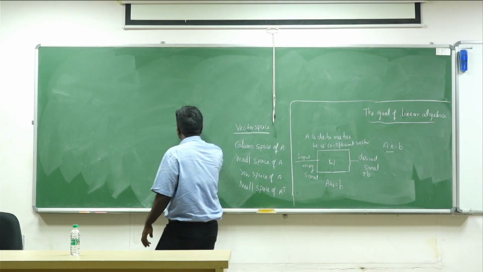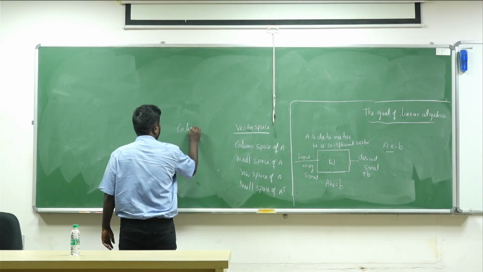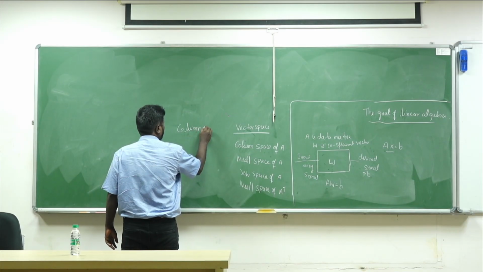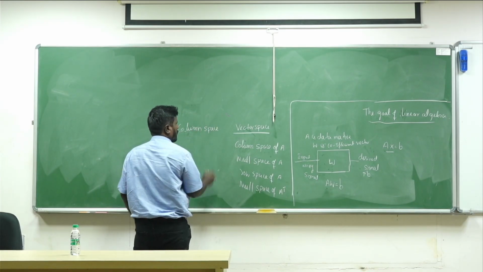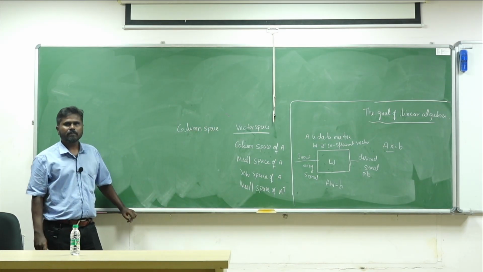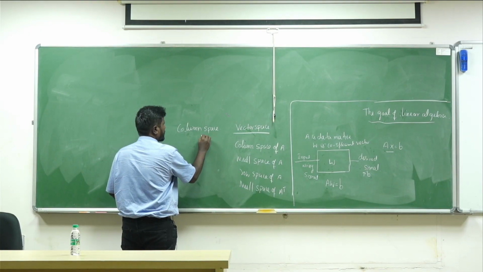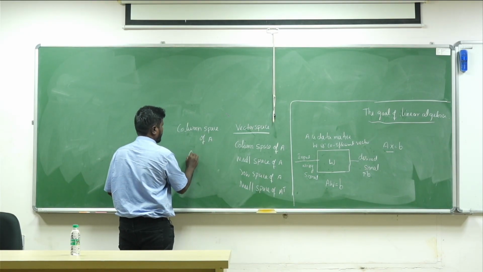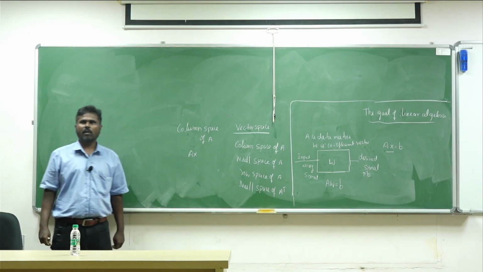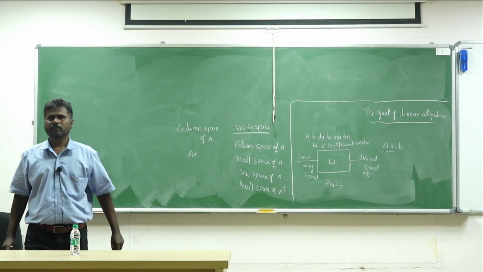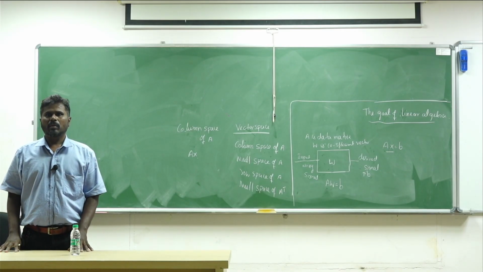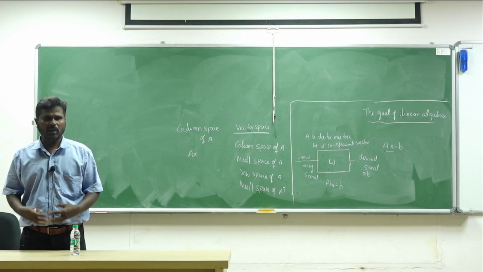What is the column space here? The column space of A is Ax. What do you mean by this? What do you mean by the column space of A?